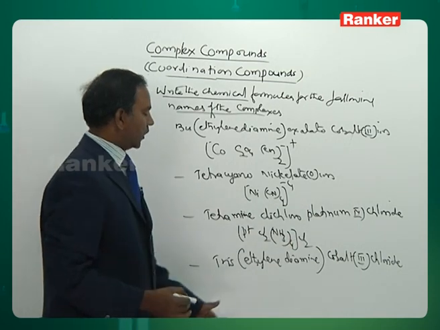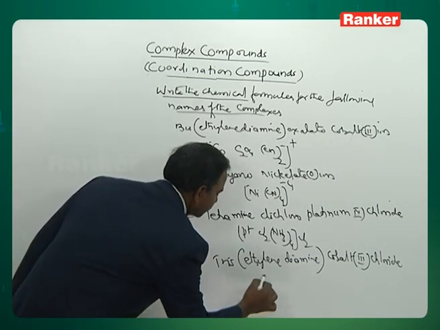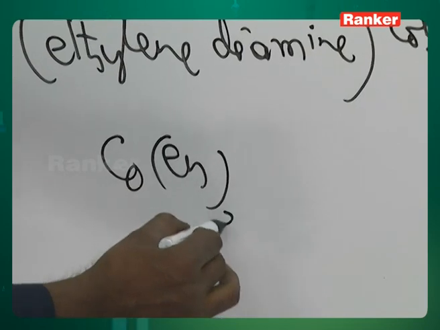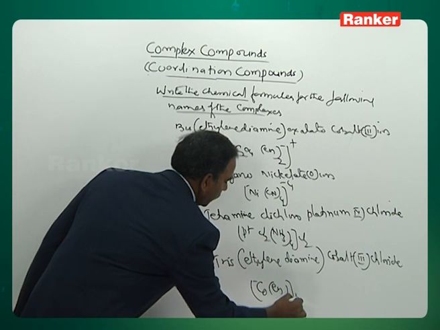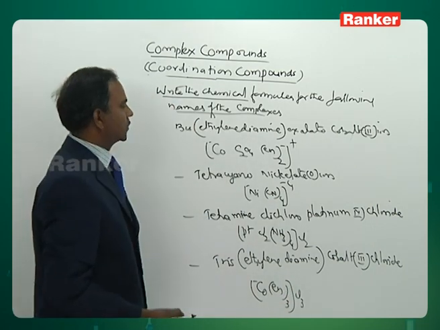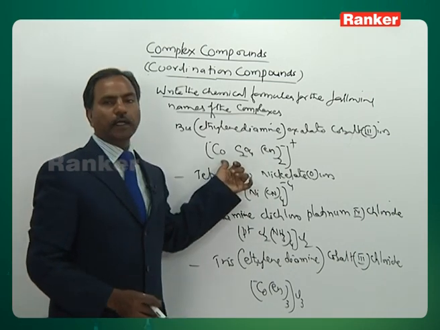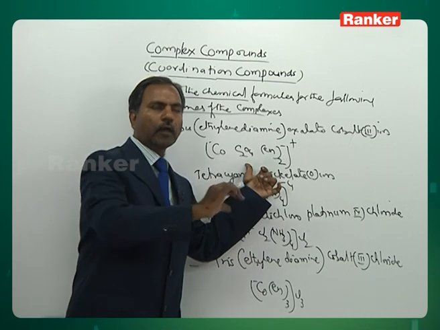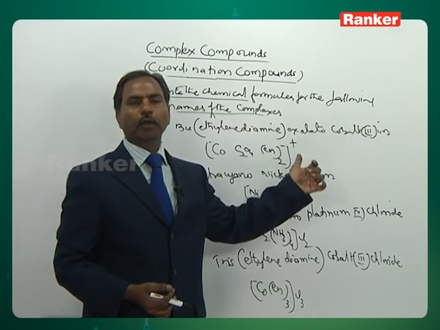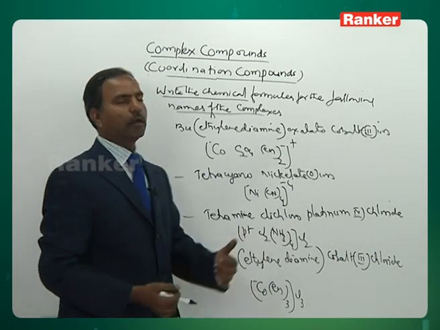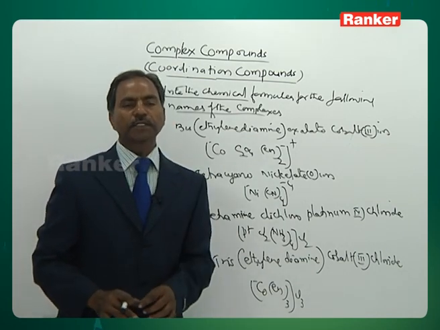Coming to the next one, tris(ethylenediamine) cobalt 3 chloride. First you write cobalt, tris(ethylenediamine). Cobalt 3 chloride is said, then cobalt should be plus 3 and 3 chloride outside. Like this, whenever the name of the complex is given, first you write the metal, next negative ligands, following alphabetical order. If more than one negative ligand is there, then followed by neutral and positive ligands. This is the way to write the formula of a complex when the name is given.